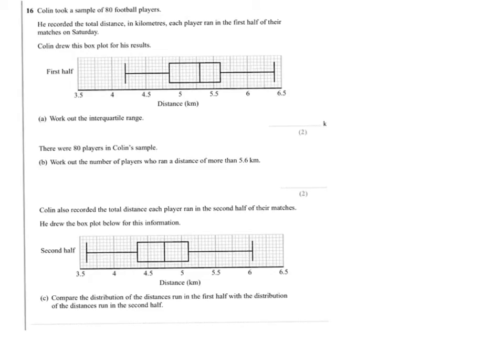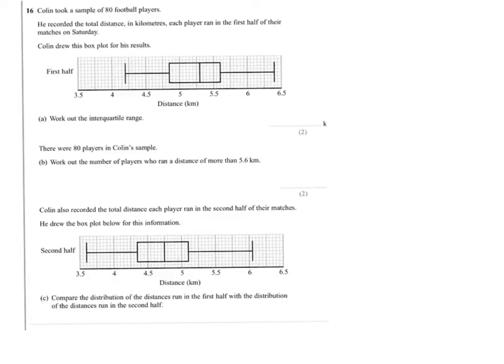Question 16. Colin took a sample of 80 football players. He recorded the total distance in kilometres each player ran in the first half of their matches on Sunday. Colin drew the box plot for his results. First question is to work out the interquartile range.